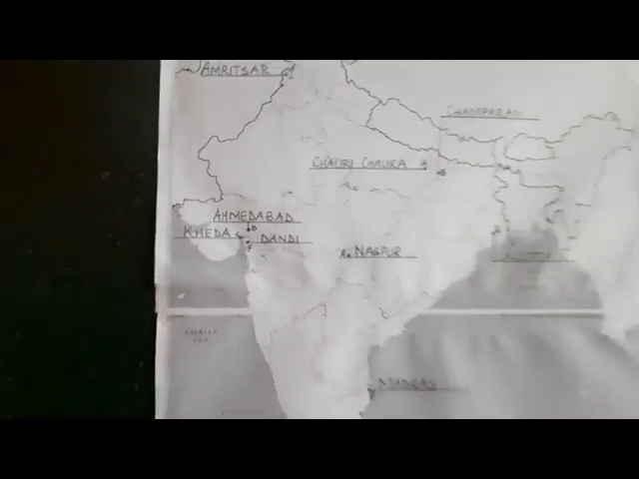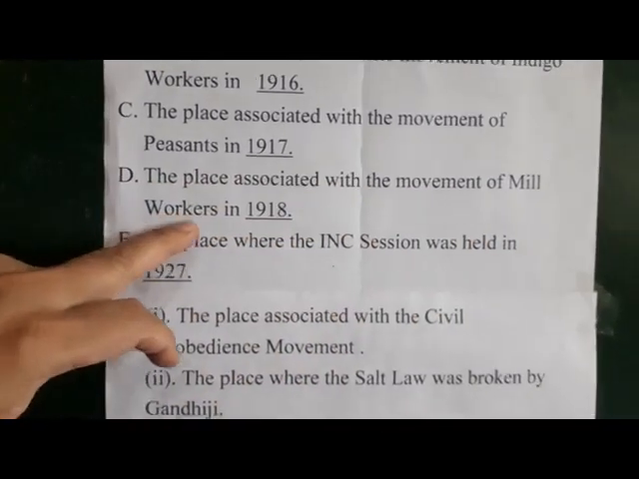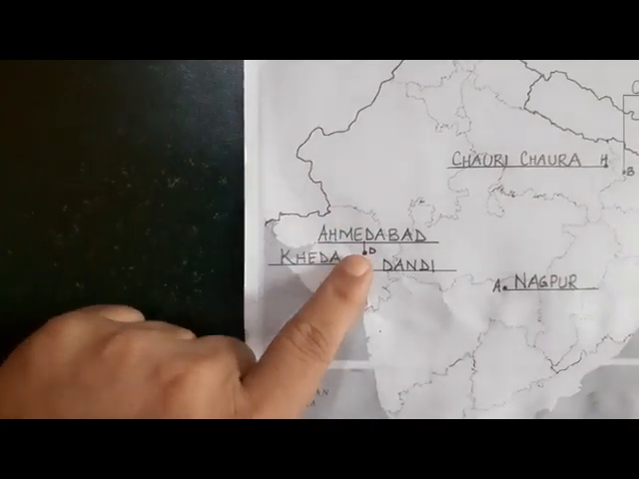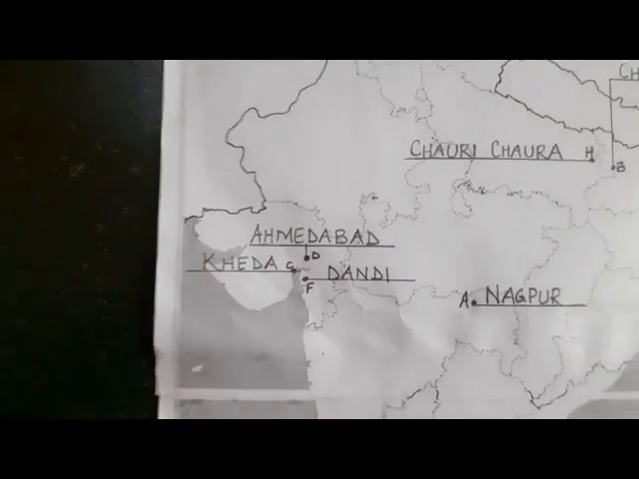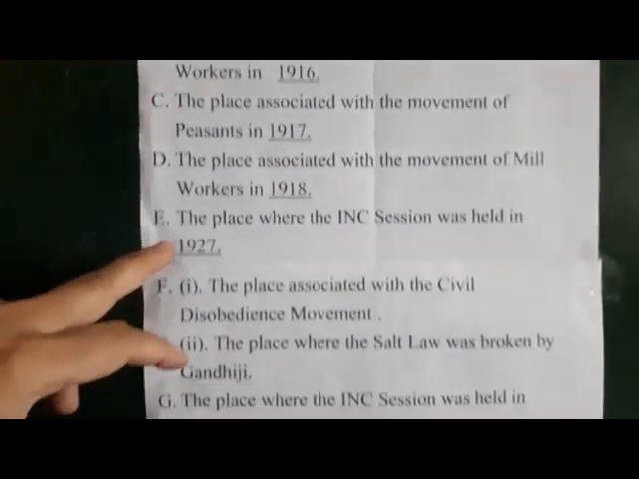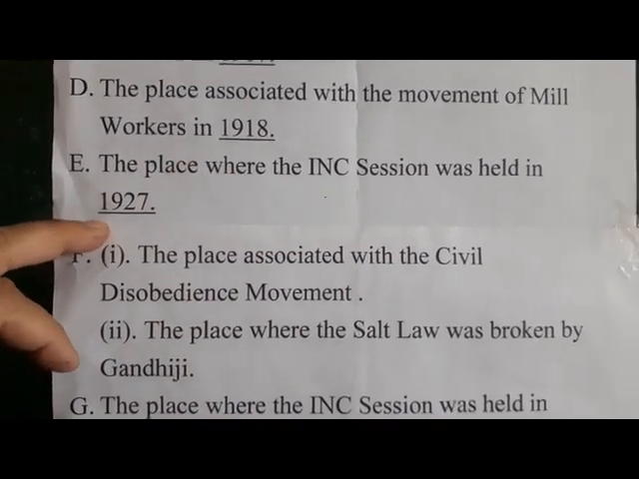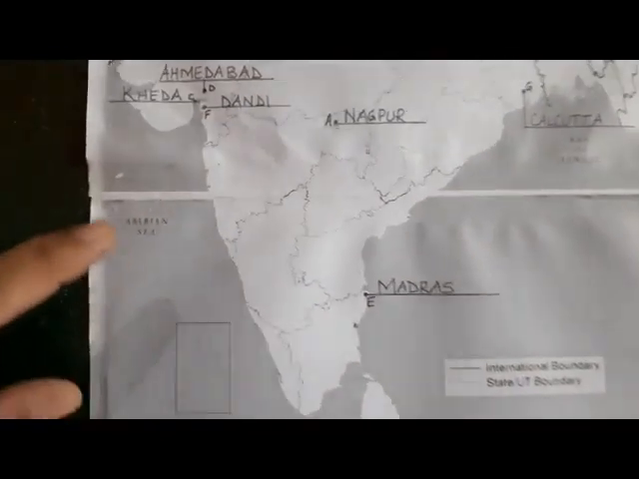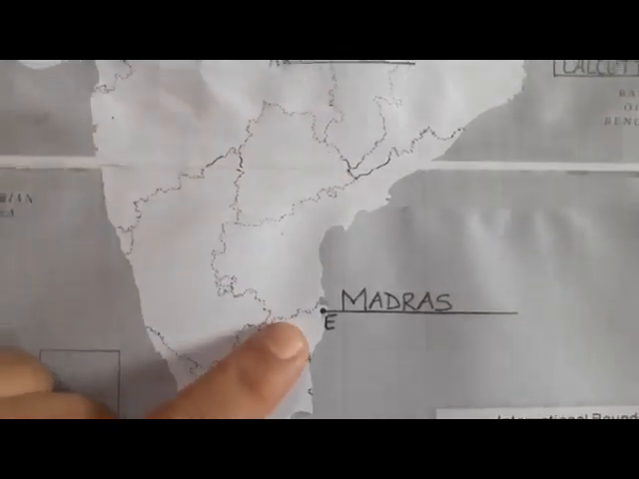Right? The next one says, the place associated with the movement of mill workers in 1918. Mill workers in Ahmedabad. It says D. So look for D. D says Ahmedabad. Therefore, you have to write Ahmedabad. Right? Now go to the next one, number 5. The place where the INC session was held in 1927. Now look for E. Where is E? Look all over, you will find South India here.